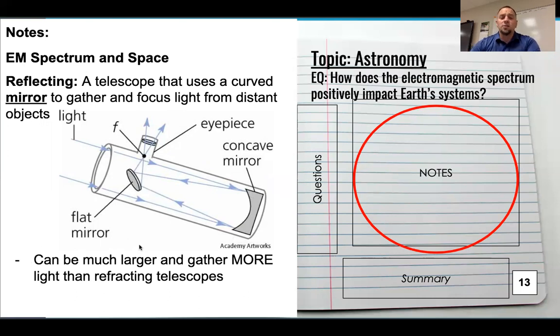A reflecting telescope can be much larger and can gather more light than a refracting telescope. It's easier to make those a little bit larger and they can collect more light, meaning we can see things a little bit better and sometimes at further distance.